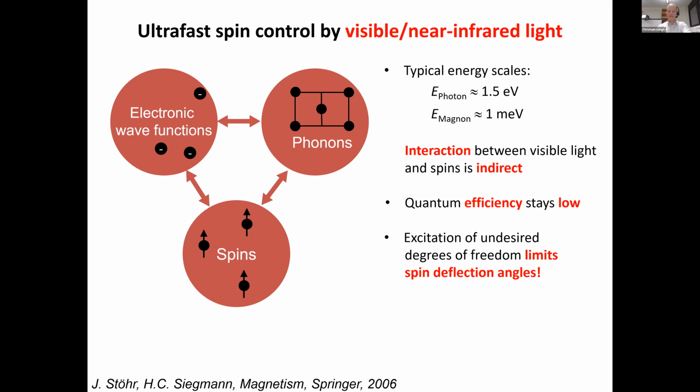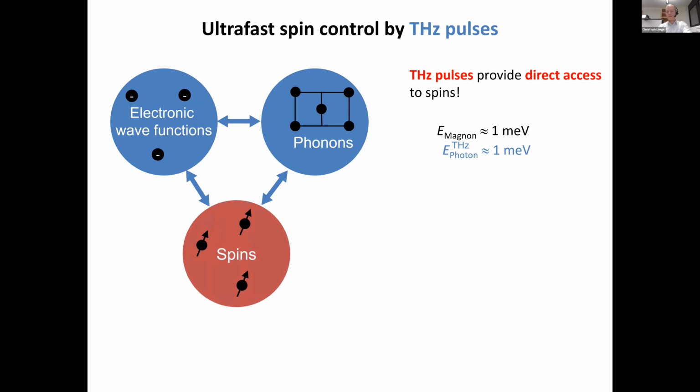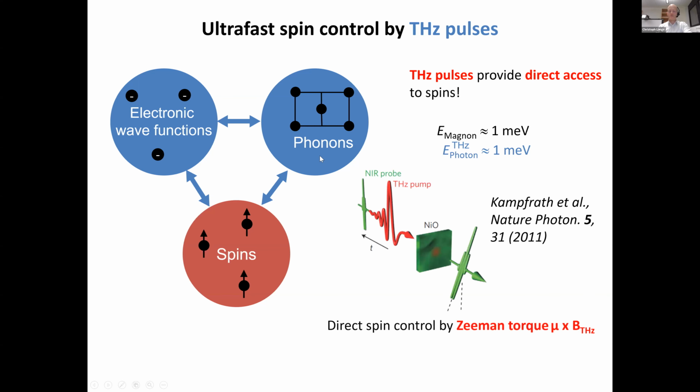Undesired degrees of freedom, thermal excitations, are induced, and thus the spin deflection angles are limited, whereas applications would require a very efficient control of the spin orientation for storage or computation. There's a different approach which uses terahertz pulses. In this particular case, we don't have this discrepancy of the two photon energies. We have photon energies of the terahertz wave which live on the same scale as the spin excitation. So we bypass this indirect channel of controlling spins.